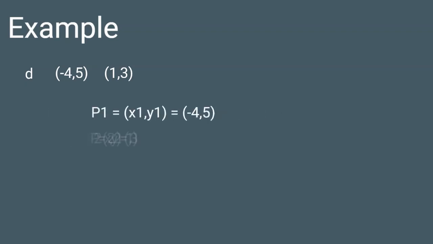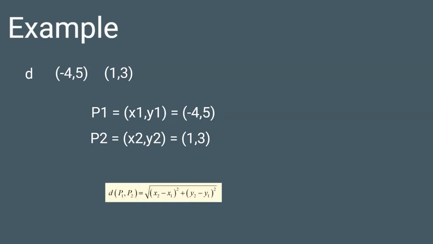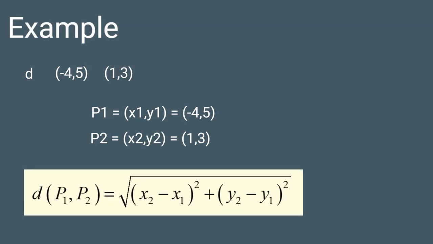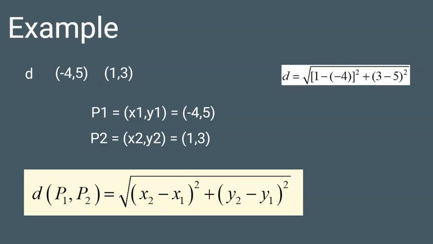Let's do an example using our new distance formula. Find the distance d between the 2 points, (-4, 5) and (1, 3). Let's let P1 equal (-4, 5), and P2 equal (1, 3). It doesn't matter which point you pick for P1 or P2, as long as x1 matches y1 and x2 matches y2. Now, let's get our distance formula from before. Now, plug in the values for x1, y1, and x2, y2.